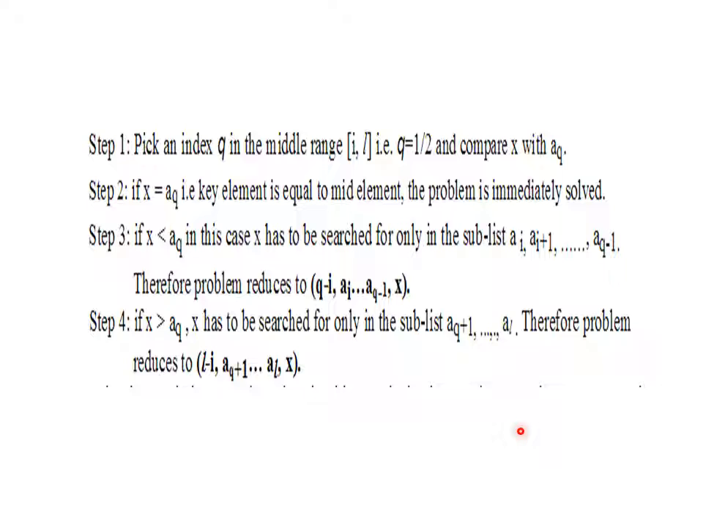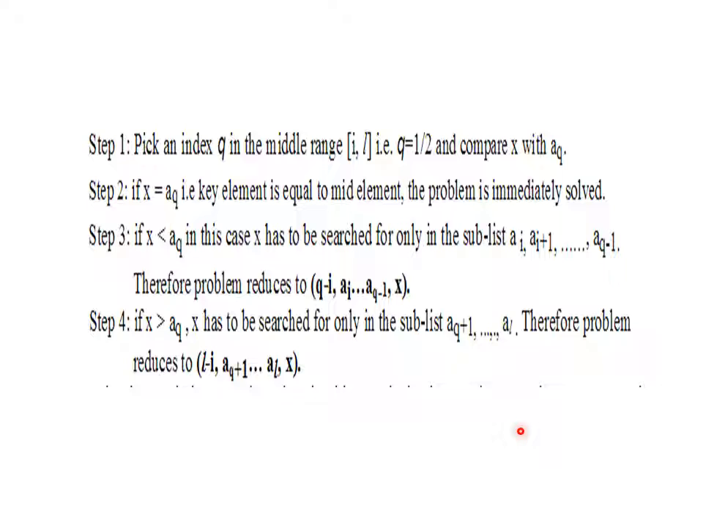So once we have the middle item, then what do we do? Compare the middle item in the list with our search item. We want to search for the item that is equal to X, whether X is present or not. So we will compare. Based on this comparison, we can come to 3 different situations, 3 different conclusions.